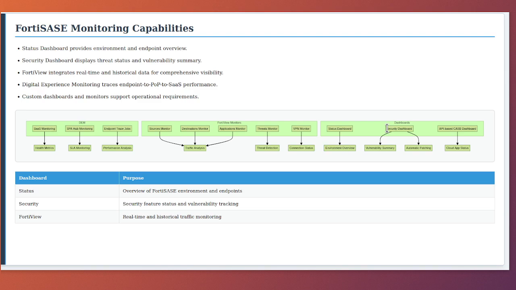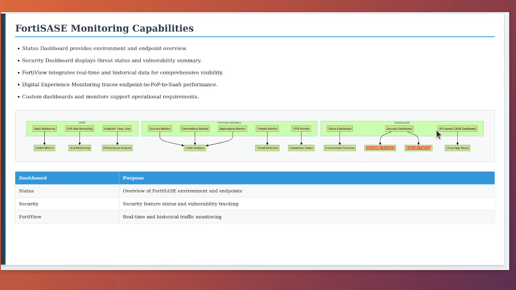The security dashboard shows the status of security features for internet access and private access traffic. It includes a vulnerability summary widget that displays detected vulnerabilities on managed endpoints, categorized by severity level. Administrators can drill down on vulnerabilities to view affected endpoints and schedule automatic patching for selected vulnerabilities.